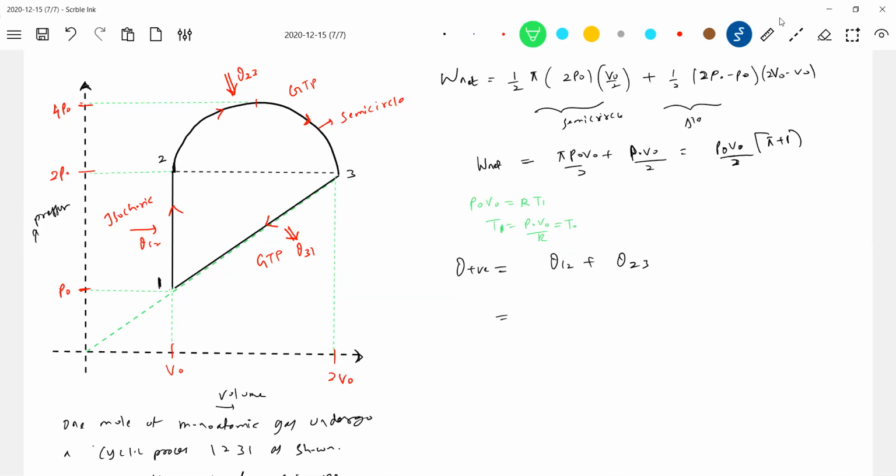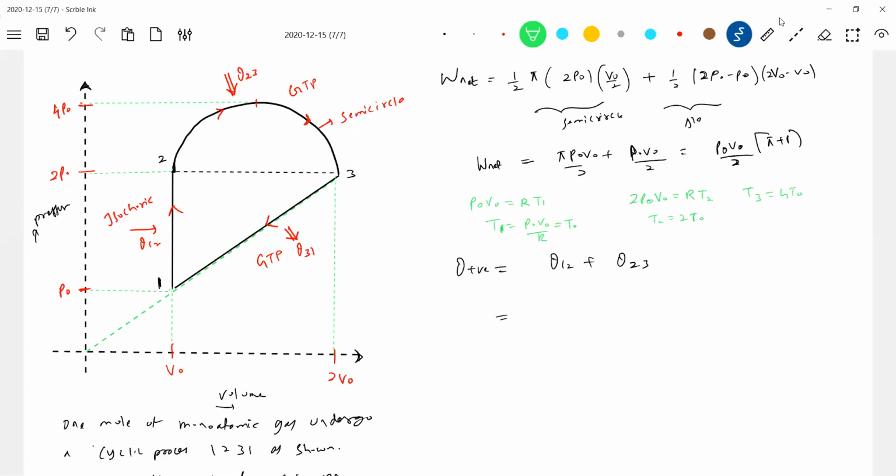There is a method. Then temperature at 2. So what is the thing? 2 P naught, volume V naught equal to R T2. So what do we expect now? T2 should be 2 T naught. Okay, temperature at 3. 4 T naught, directly 2 P naught, 2 V naught by R.